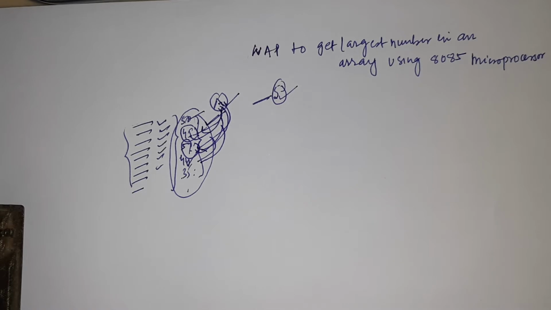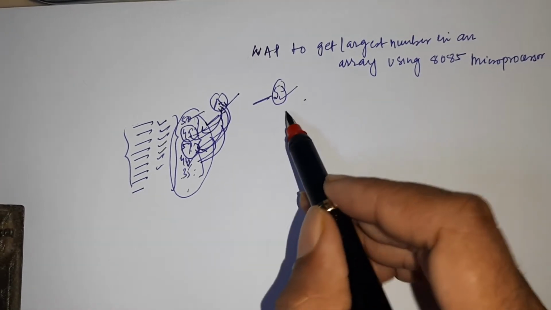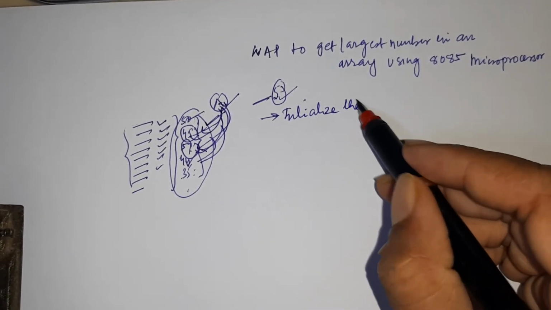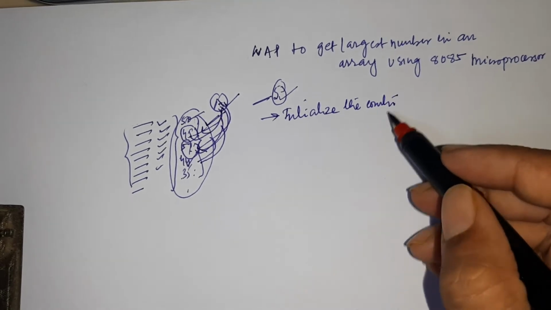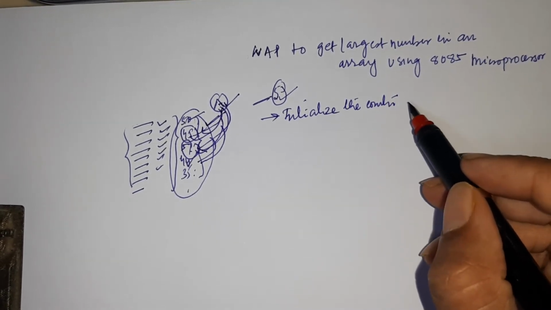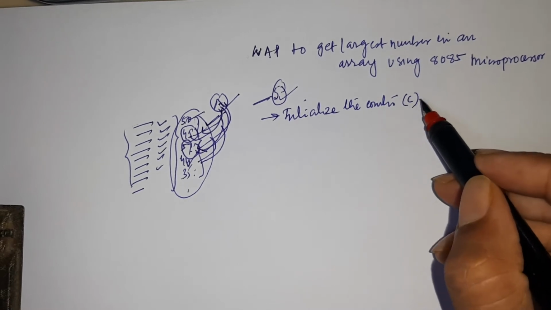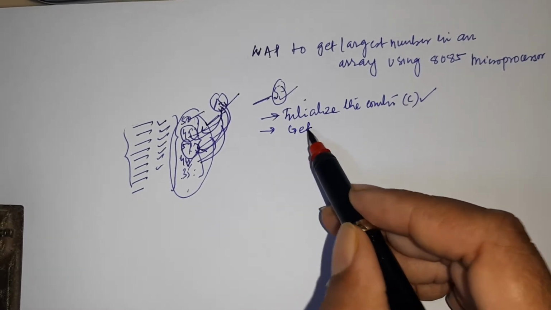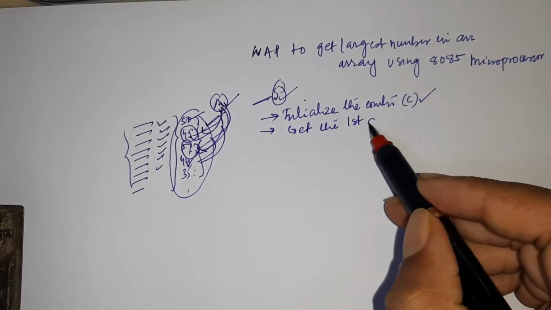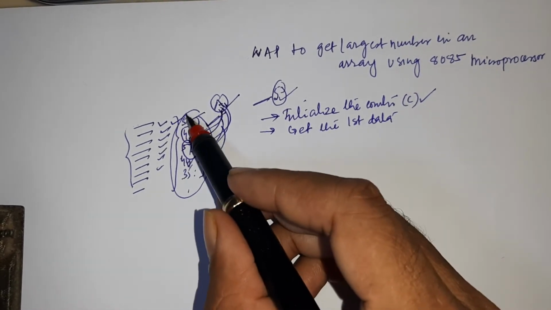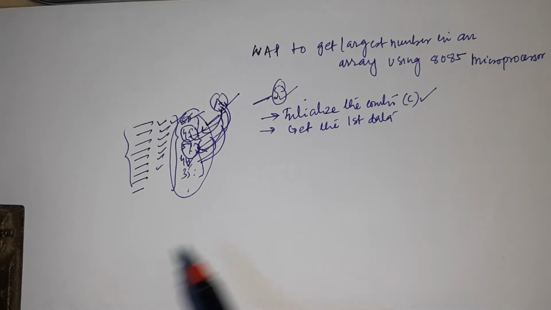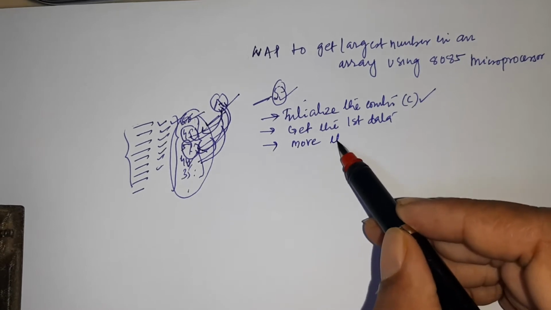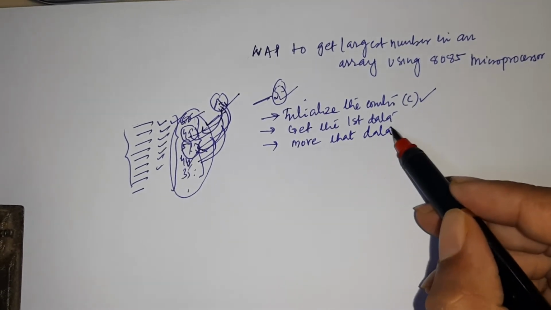So firstly, the first step is to initialize the counter, and that will contain how many numbers you are going to compare to each other. Initialize the counter using register C. Then get the first data. First data means the data available at the first memory location. So get the first data and move that data into the accumulator.